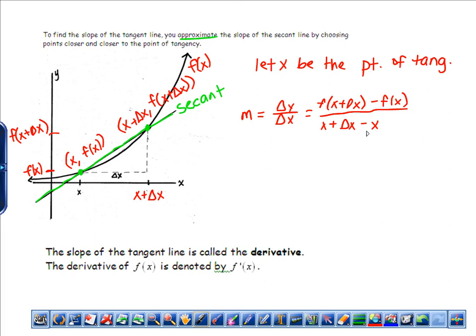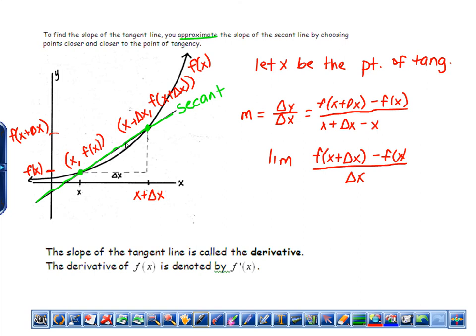The denominator narrows down to just delta x. Okay, so we have f of x plus delta x minus f of x over delta x. And we didn't use delta x in the past. What we used instead was h, okay? And what I'm going to do is take the limit of this.